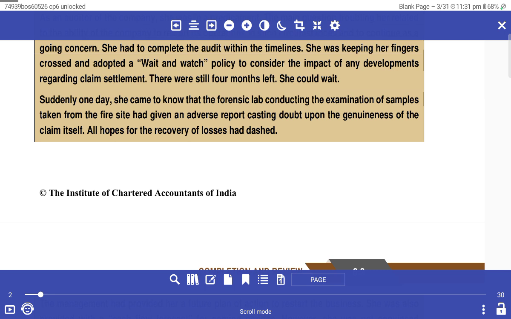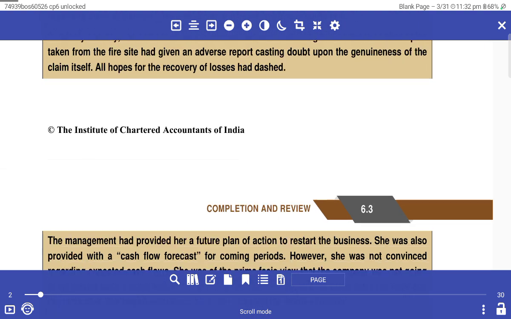She can wait. Suddenly one day she comes across a forensic lab report, conducting examination of samples taken from the fire site, and the adverse report casts a cloud on the genuineness of the claim itself. All hopes of recovering the losses are dashed.